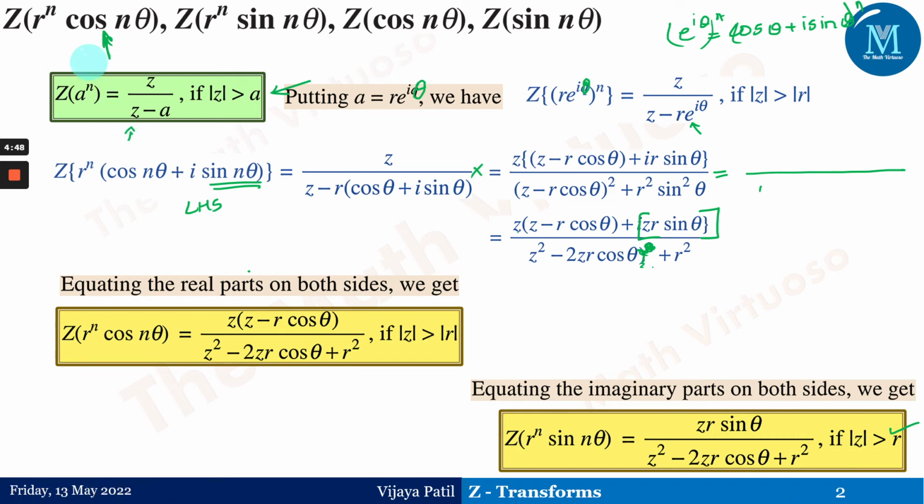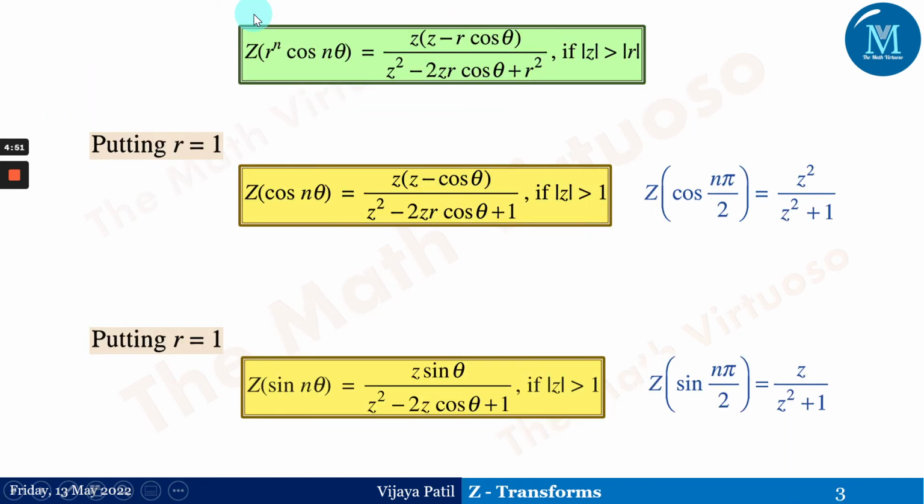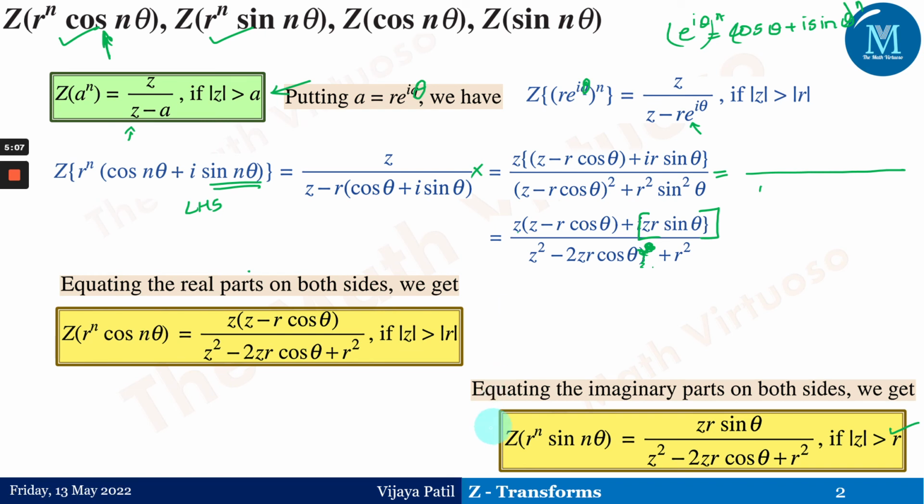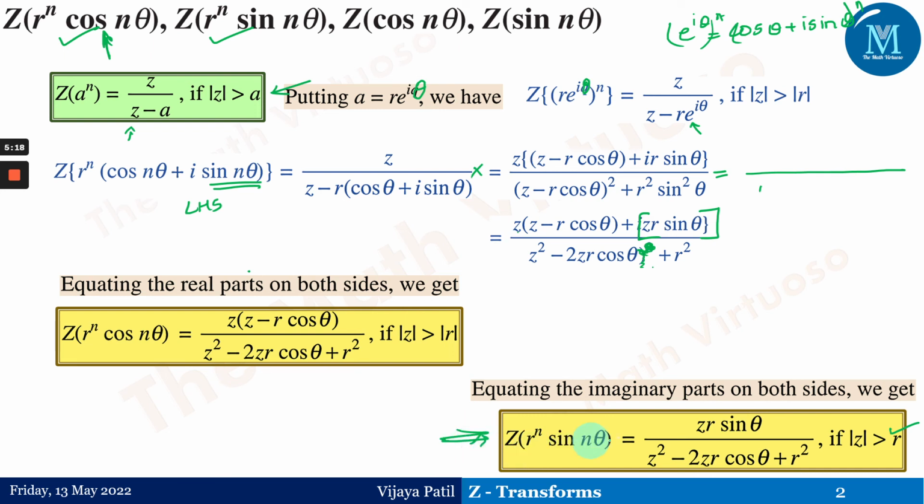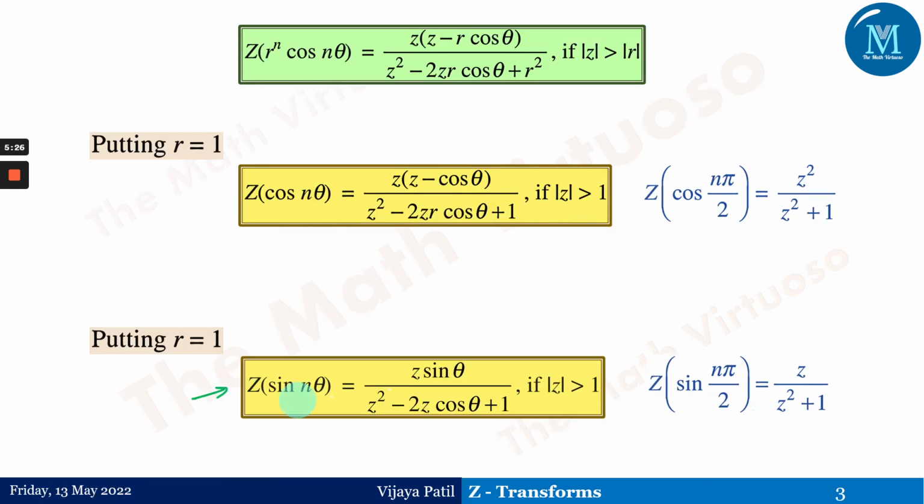So we are done with this one. Let us go ahead and explore the next one. It's very simple. I have kept it directly here. We know that the Z transform of r to the power n cos of n theta is equal to this. Just now we have seen that if we put r equals to 1 here, we are going to get this. Similarly, we have the Z transform of r to the power n sin of n theta equal to this. If we put r equals to 1 in this case, we get z sin of theta upon z square minus 2 z cos of theta plus 1. That is what we have got in this case.